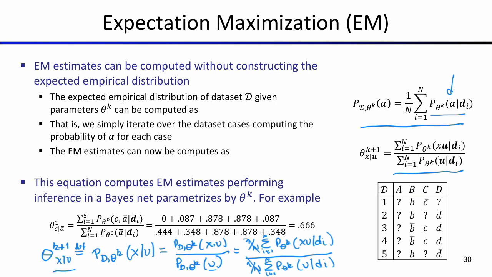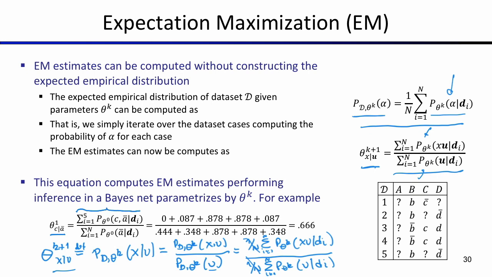So in this case, what we are doing is computing the parameter for the next iteration using the parameters from the previous iteration, but without making reference to this expected empirical distribution. And just to look at one example to make things more concrete, we have computed this parameter here, c given not a, and we can now do this directly, skipping the expected empirical distribution, by computing this ratio here.